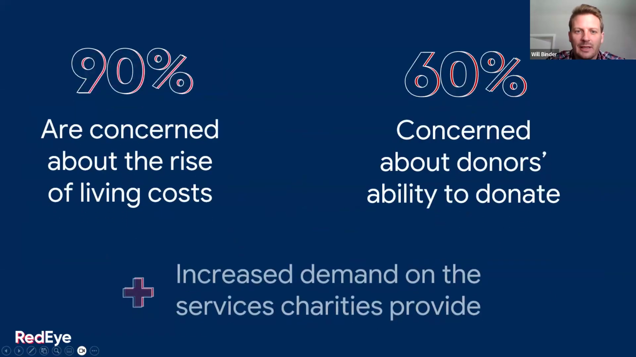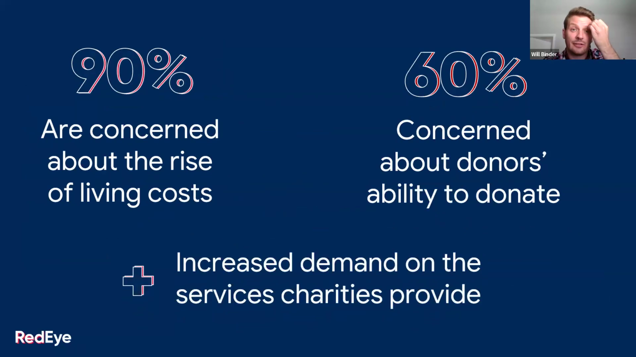So the next part we'd like to talk about here is the cost of giving crisis, which I'm sure most people on here are familiar with. This is really reflected in that reduced number of donors that we mentioned on the first slide that Rachel's just talked through. The Charities Aid Foundation, as it says, has found that 90% of charities are concerned about the rise in living costs, and that almost 60% of those charities are concerned about the donators' inability to donate in the first place and continue to do so.